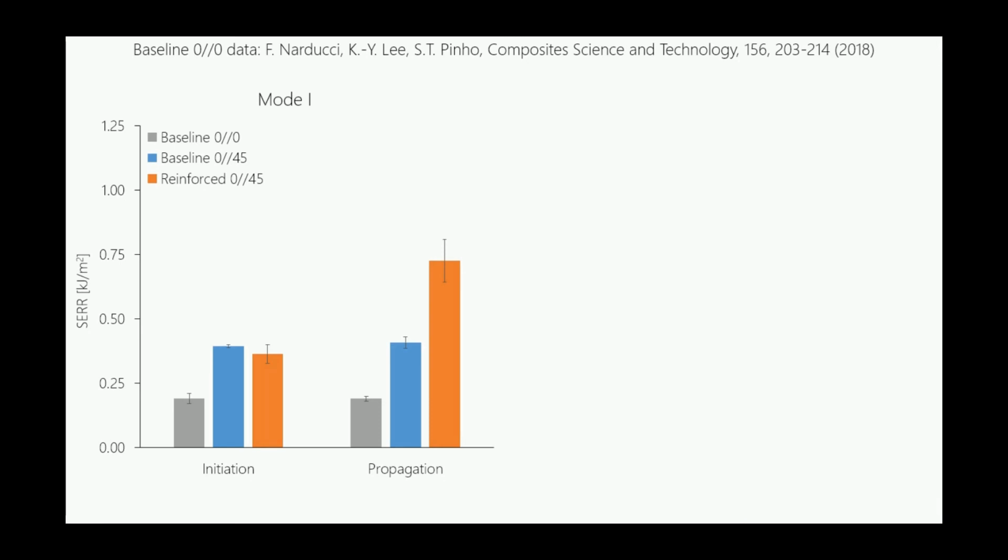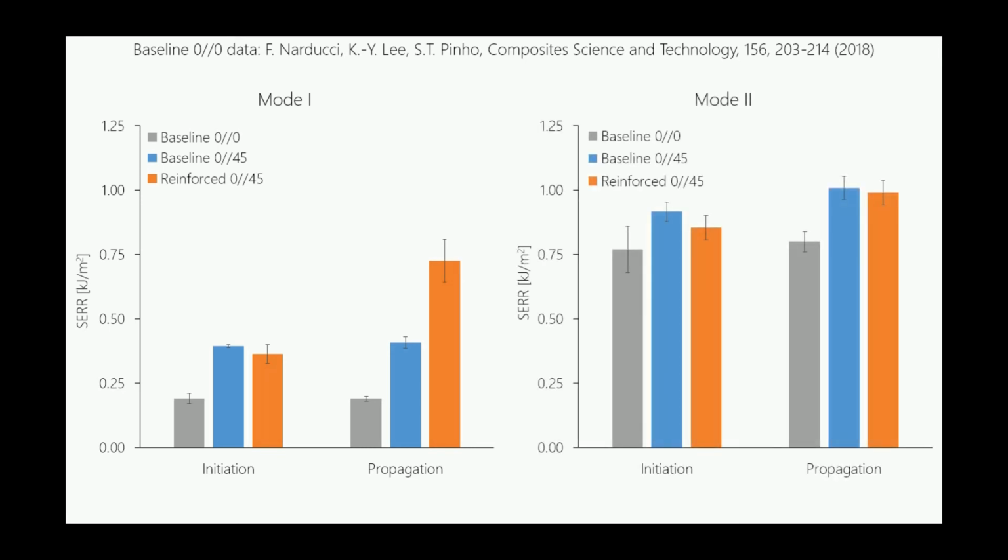A final interesting comparison is to look at the effect of the delamination happening at a 0-45 interface rather than along a unidirectional interface. For this we can compare our data with that previously published by Narducci and co-workers. We can see that for Mode 1 the toughness of a 0-45 interface is considerably higher than for a unidirectional interface. And the same holds for a Mode 2 delamination.